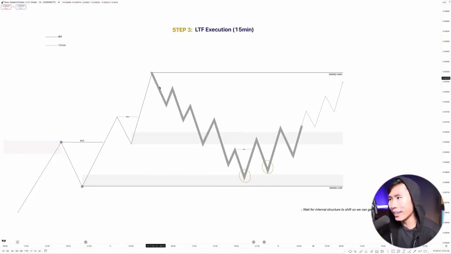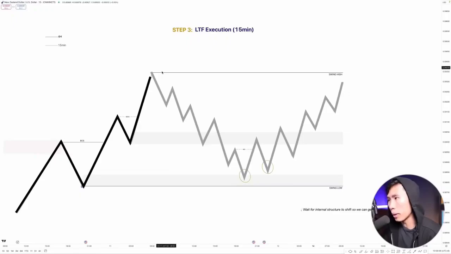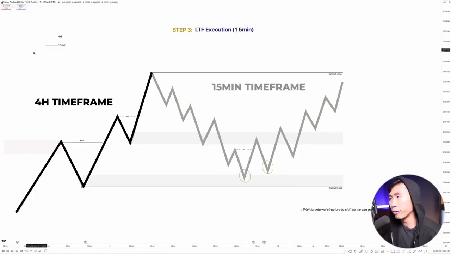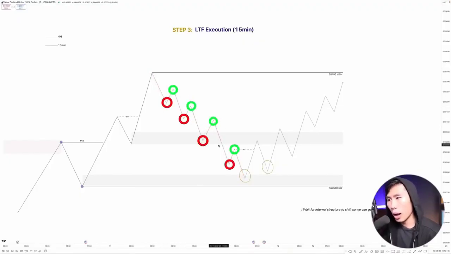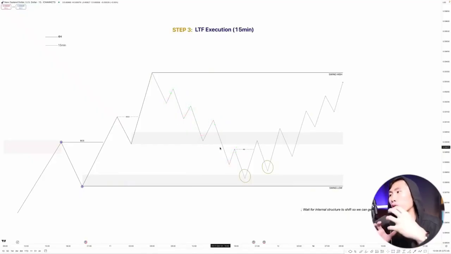So if you look at this, there is a gray line right here on the screen, and there's a black line, right? The black line basically represents the 4-hour time frame, and the gray line basically represents the 15-minute time frame, which shows us what price is doing on the lower time frame. And as you can see, like I said earlier, price turned bearish, right? It created lower high, lower low, lower high, lower low on the internal structure, on the lower time frame structure, in order to facilitate the pullback of the higher time frame trend.